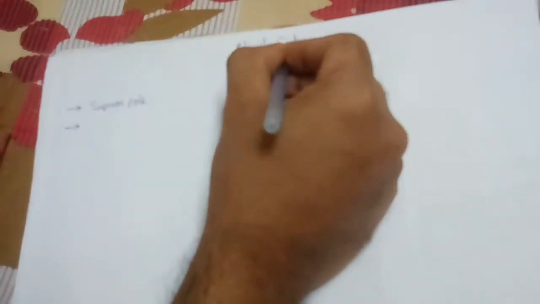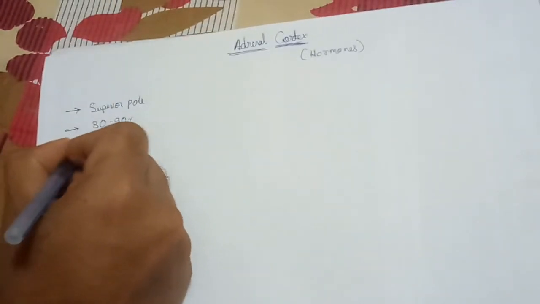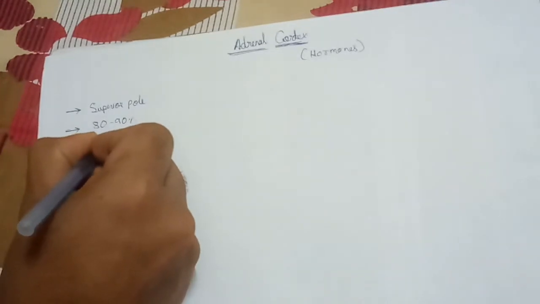The adrenal gland is divided into two parts, that is, the cortex and the medulla. The outer is the cortex and the inner is the medulla. Here we are going to discuss the adrenal cortex. The adrenal cortex is about 80 to 90% of the total gland and is derived from the mesoderm of the embryo.